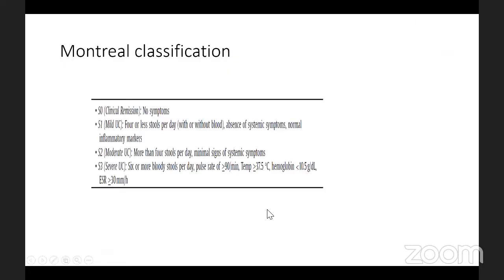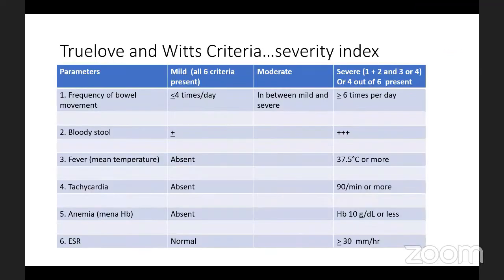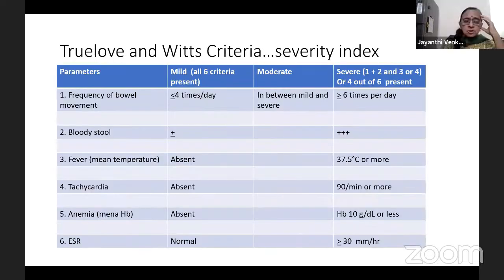The second classification, the Montreal classification, which has a severity index of 0, S1, S2, S3, and S4. Basically, it contributes to the number of stools per day. So that assesses the severity of the disease. Truelove and Witts criteria was also discussed by Dr. Sujoy. And this is, I think, a simple index that can be done in day-to-day practice, which helps us to classify the patients as mild, moderate, and severe.